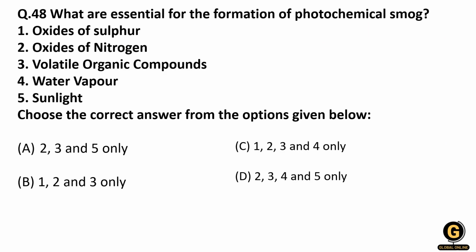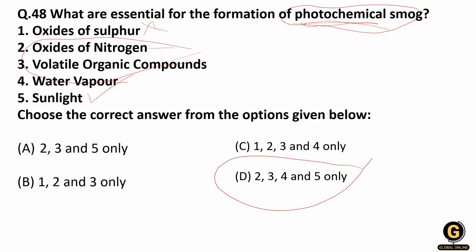What are the essential components for the formation of photochemical smog? So remember, friends, what does photochemical mean? Whenever there is sunlight, first thing is sunlight is essential, and when sunlight interacts with water vapor, organic compounds and oxides of nitrogen together, they form photochemical smog. So oxides of sulfur is not a component of photochemical smog. So the correct answer is 2, 3, 4, 5, that is D. So just remember sunlight with water vapor, organic components and oxides of nitrogen.